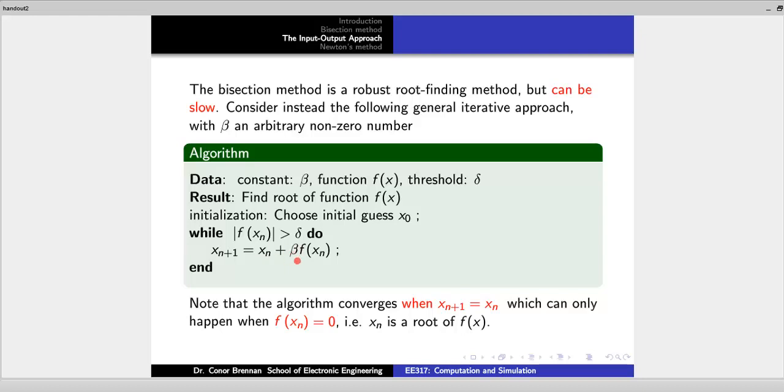That doesn't happen automatically. You have to pick a clever value of beta in order for that to happen. If you put in a bad value of beta, there's absolutely no reason your next guess will be anywhere nearer the root than your previous guess. You have to pick a smart value of beta. But if you do pick a smart value of beta, you can ensure that your next guess, xn plus 1, will be closer than your previous guess. Okay.